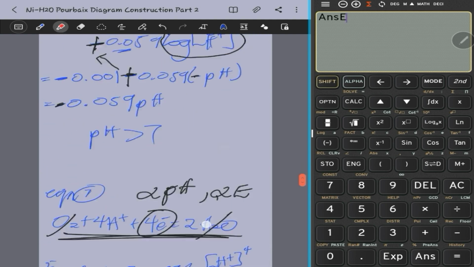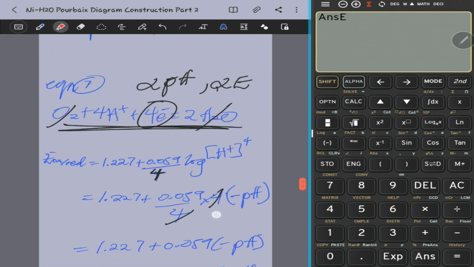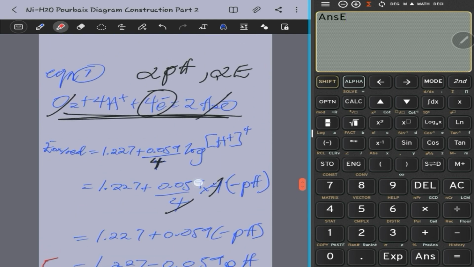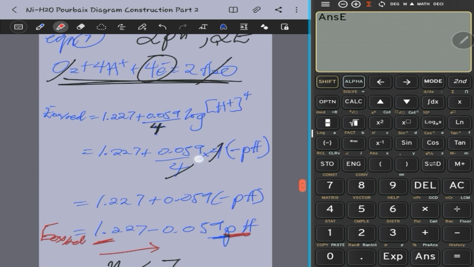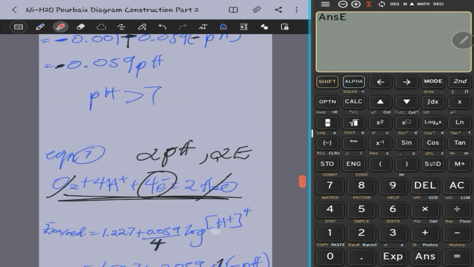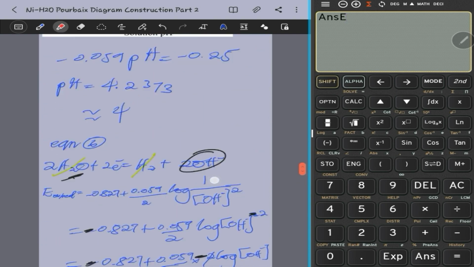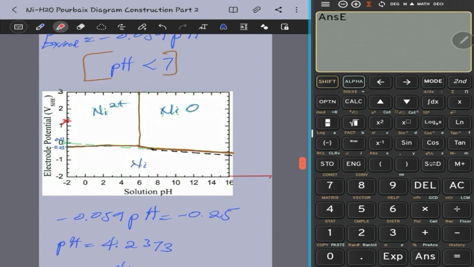So let's check it again. Question 7, yeah, it's in H, so we know that it happens in acidic medium, right? So if it happens in acidic medium, clearly we know that it doesn't extend beyond the 7 pH, right? It doesn't extend beyond that. So let's draw the 7 pH first, right? So we know that's about here. Yeah. So now we have to find the intersection.